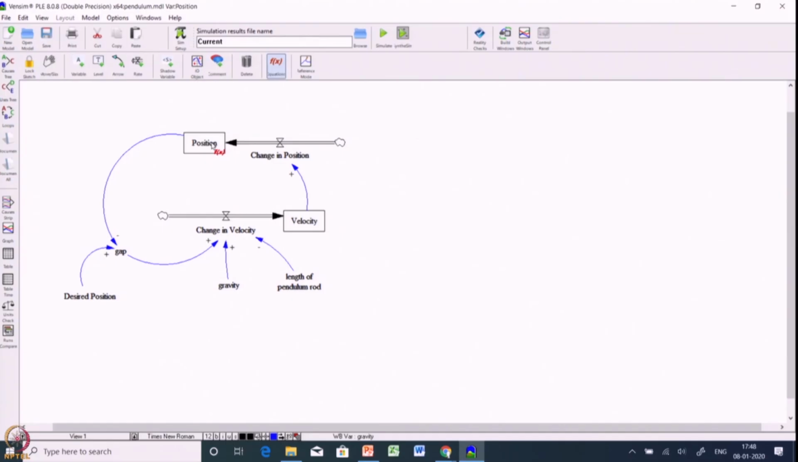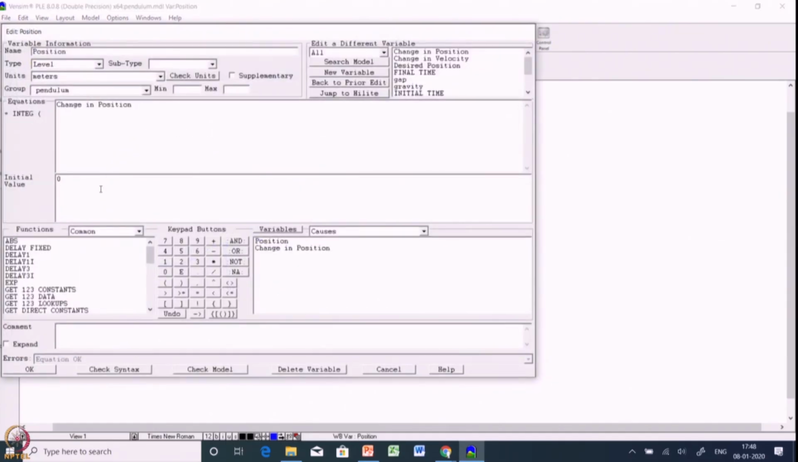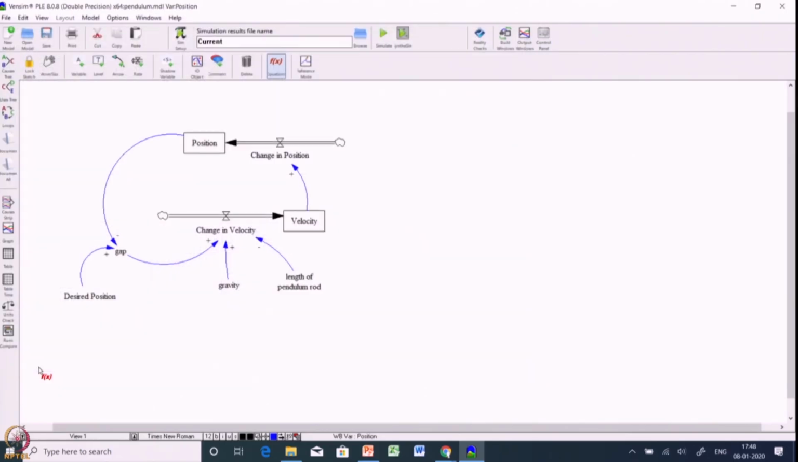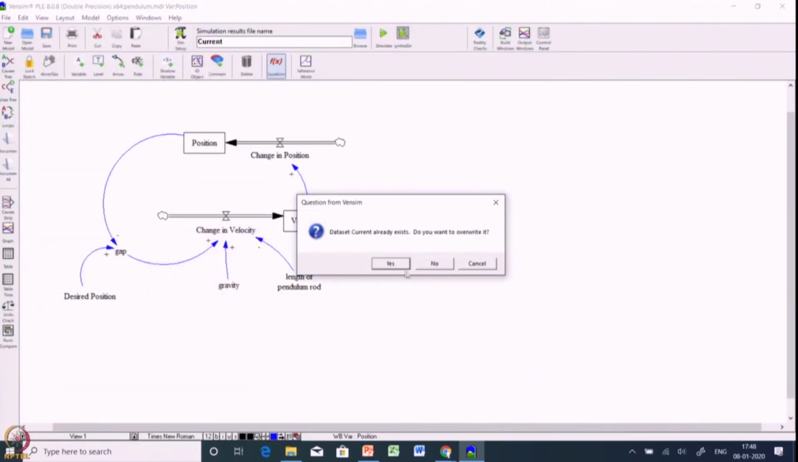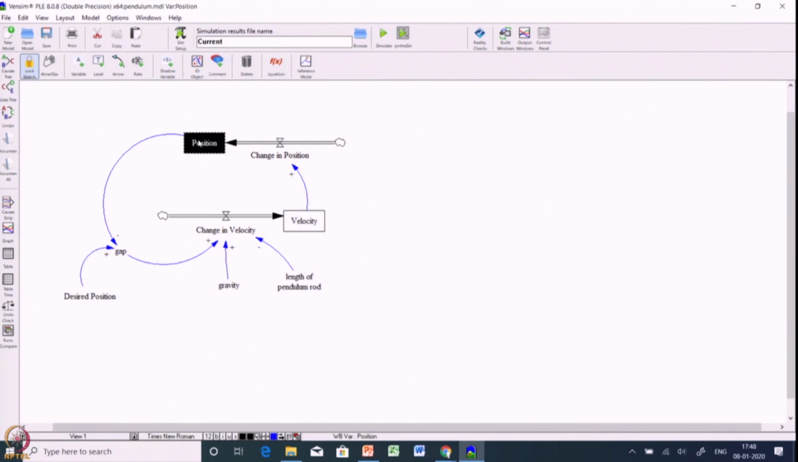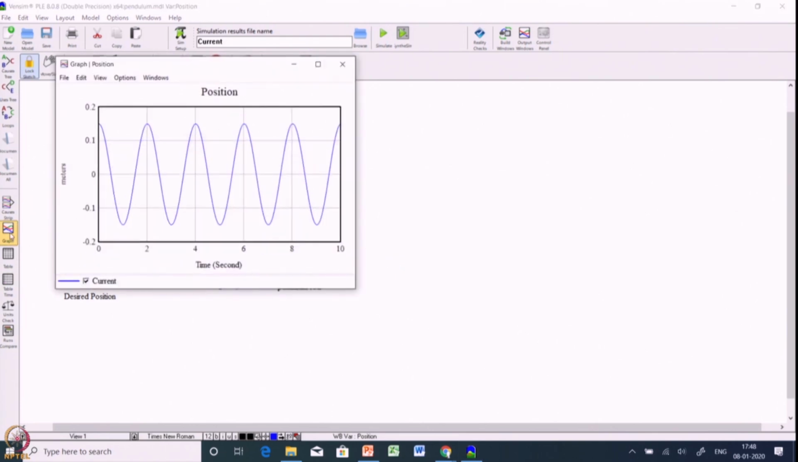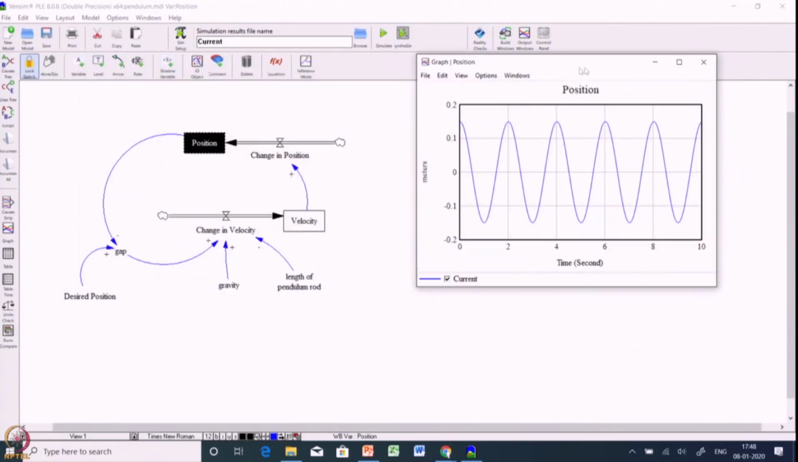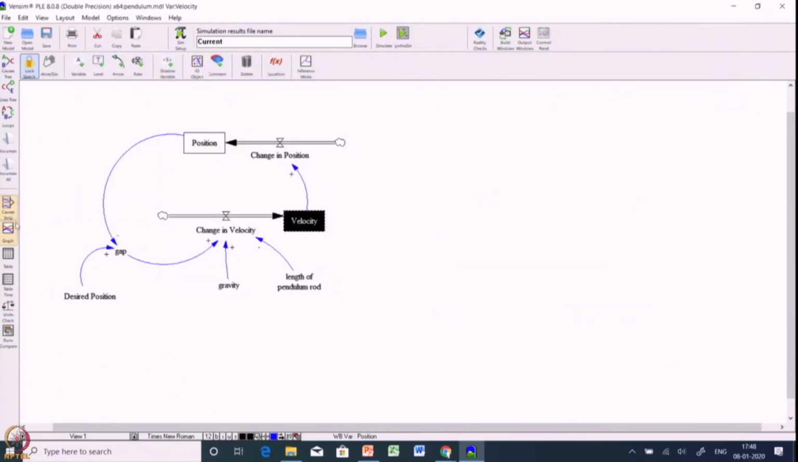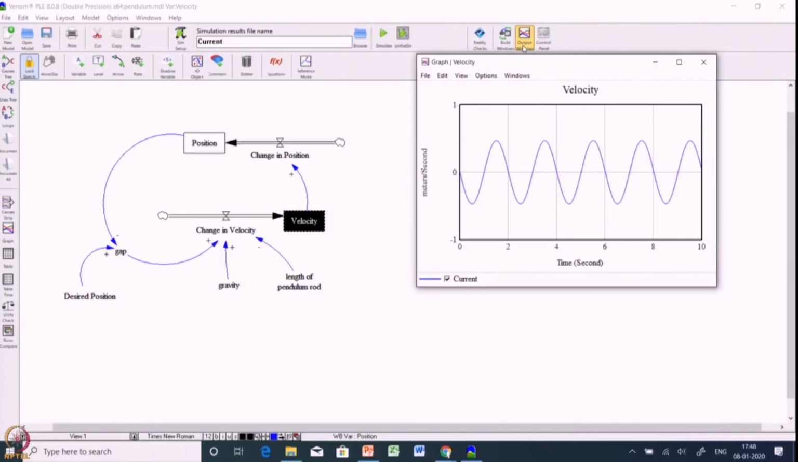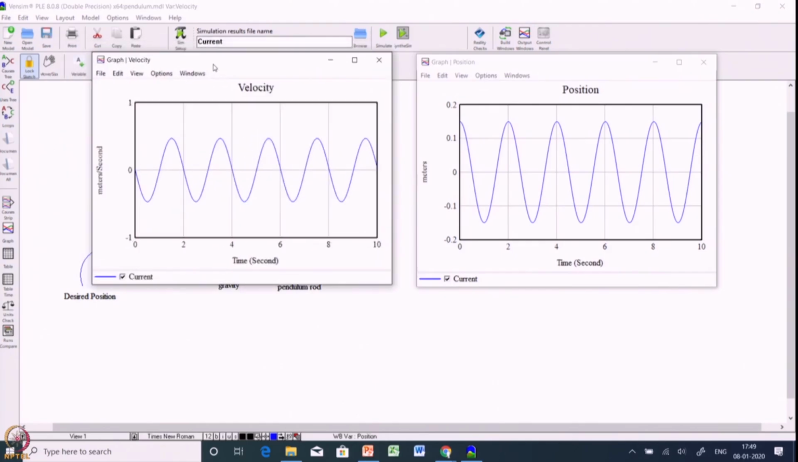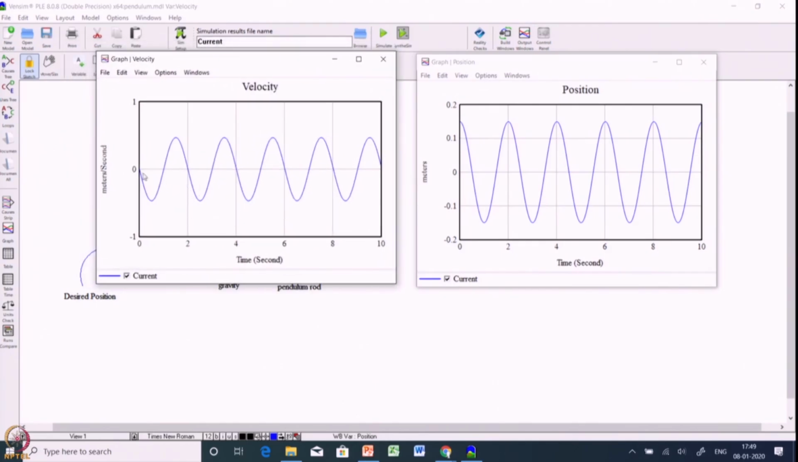Now, let us see what happens if we move the pendulum a bit, that is 0.15 meters, and let it go. Then we should expect to see some oscillations around the equilibrium position, which is shown here, and the velocity is also shown here. As you can see, velocity is also oscillating as well as the position is also oscillating as required.